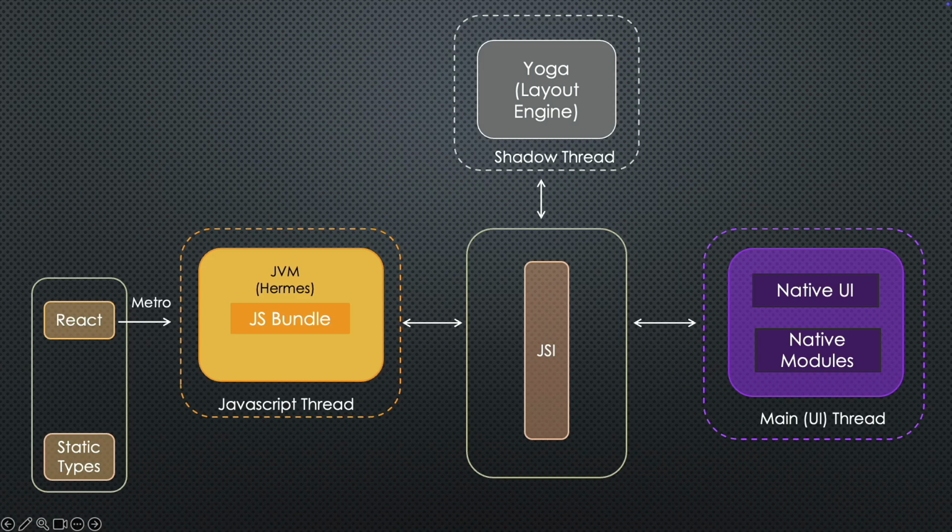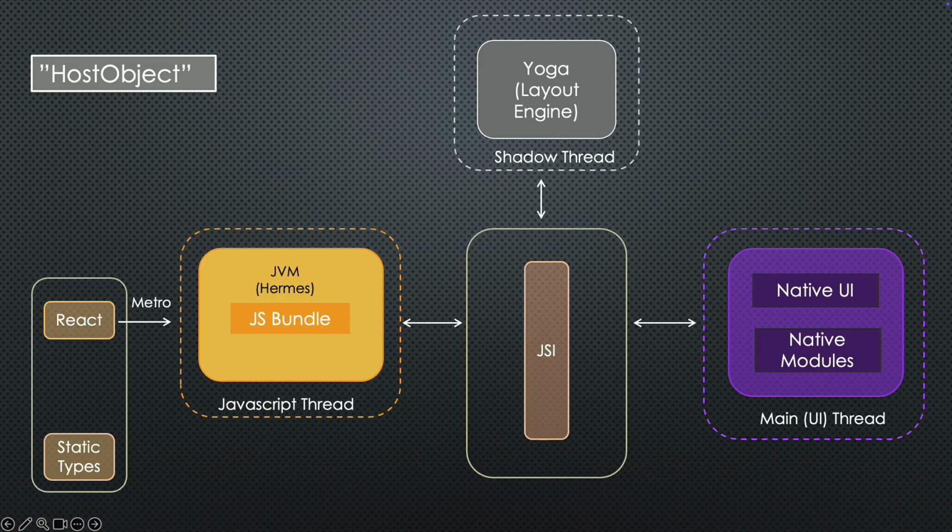But how does the JSI work? At the core of this system is C++. JSI is written in C++. It exposes native Java and Objective-C methods and objects to JavaScript through a construct called the host object. JavaScript will hold a reference to this host object. It allows it to access methods and properties on the native side directly, without serialization or any round trips needed.